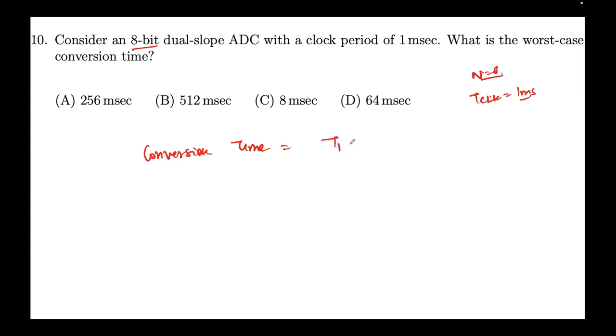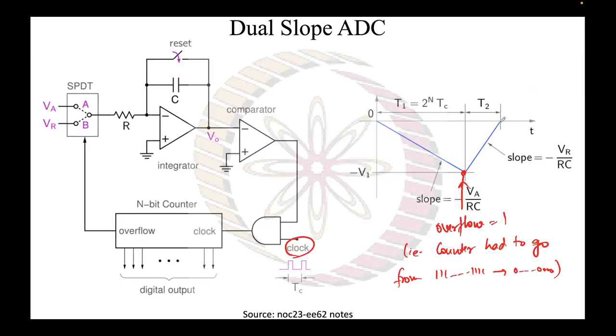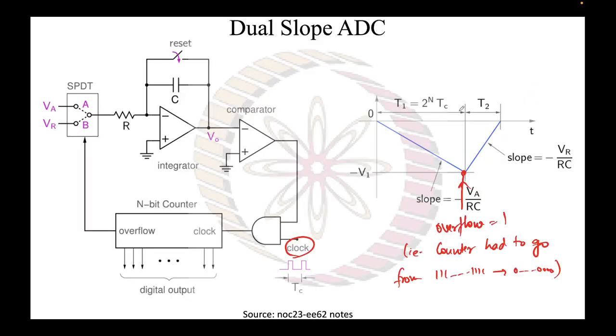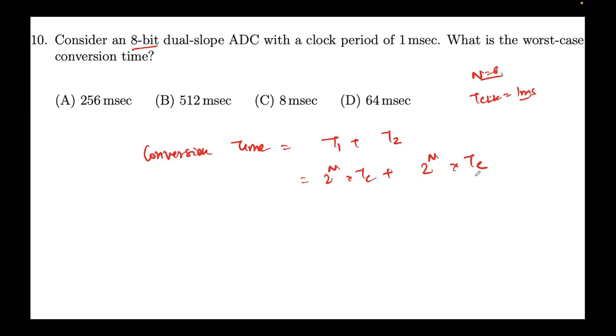Conversion time is T1 plus T2. T1 is 2^n times TC. What is T2? In the worst case scenario, the counter will again become full. It will again overflow, right? That's the worst case scenario. It cannot go higher than that. So T2, worst case, can be 2^n times TC. Just to be clear, 2^n comes from the counter counting from 0 to 2^n minus 1, so it has run 2^n clock cycles. T2 similarly can count from 0 to all ones, which again takes 2^n clock cycles. So we can write it as 2^n plus 2^n, that is 2^(n+1) times TC. So n is 8, so 2^9 times 1 millisecond, which is 512 milliseconds, option B. So the 10th is B, correct.